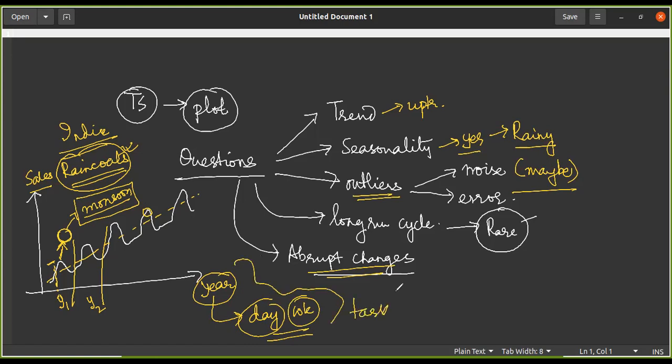These are basically the activities that we do while we analyze the simple plot of a time series. This is going to answer a lot of questions. You see, why we are doing this is not because we are trying to understand something related to how to plot the data.